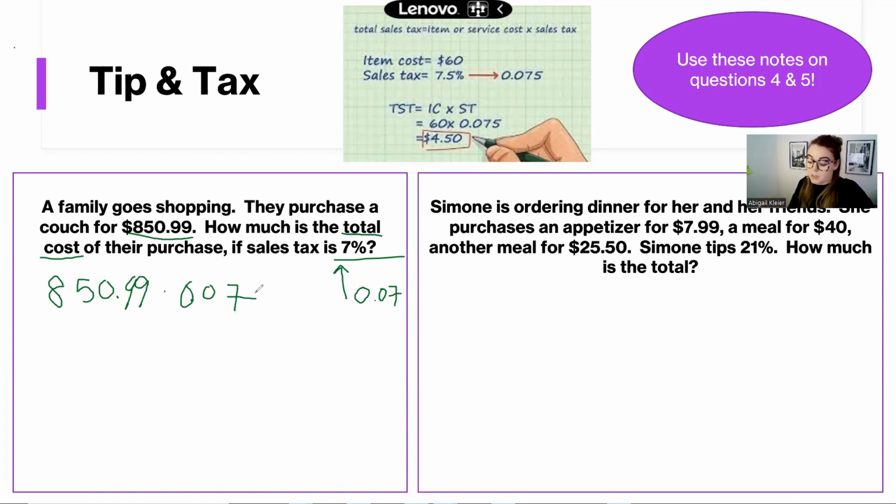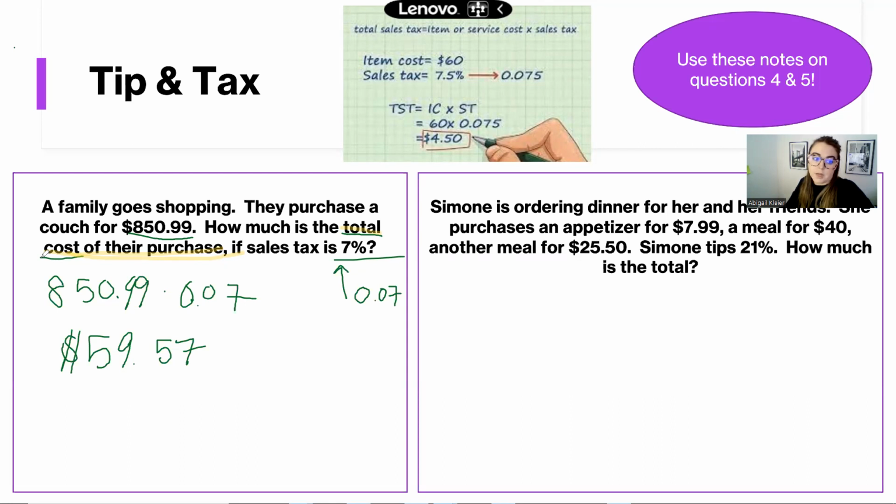And again, I'm using my calculator for all of these calculations. And so when I calculate $850.99 times 0.07, that gives me $59.57. And that's the amount of tax that the family would pay on the couch. But let's again keep in mind what the question is asking for. It says, what is the total cost of their purchase? So in order to calculate the total cost of the purchase, I need to add the initial amount of the couch plus the amount of tax.